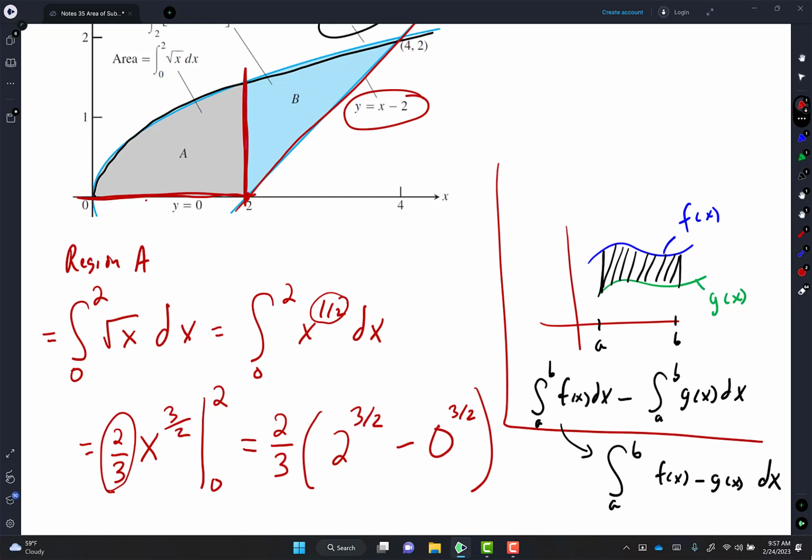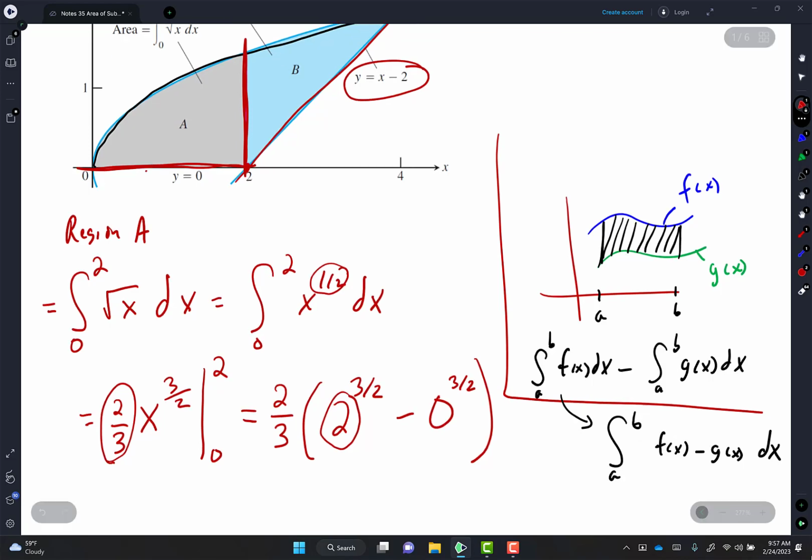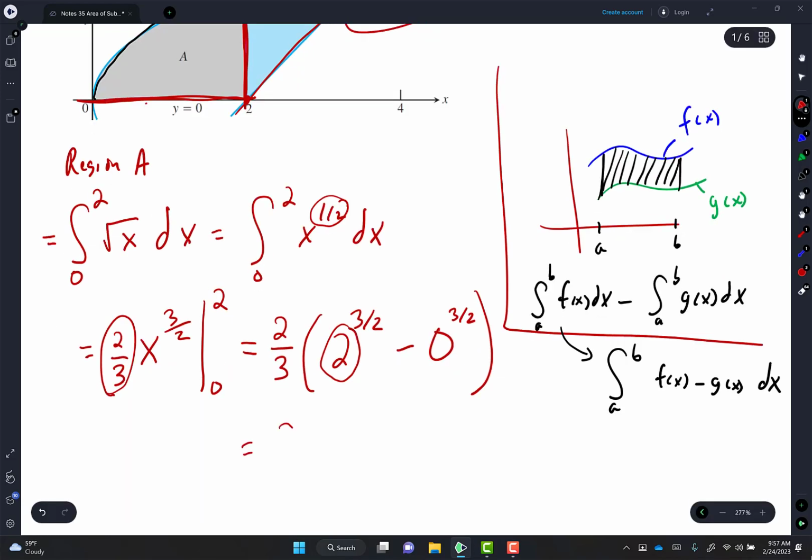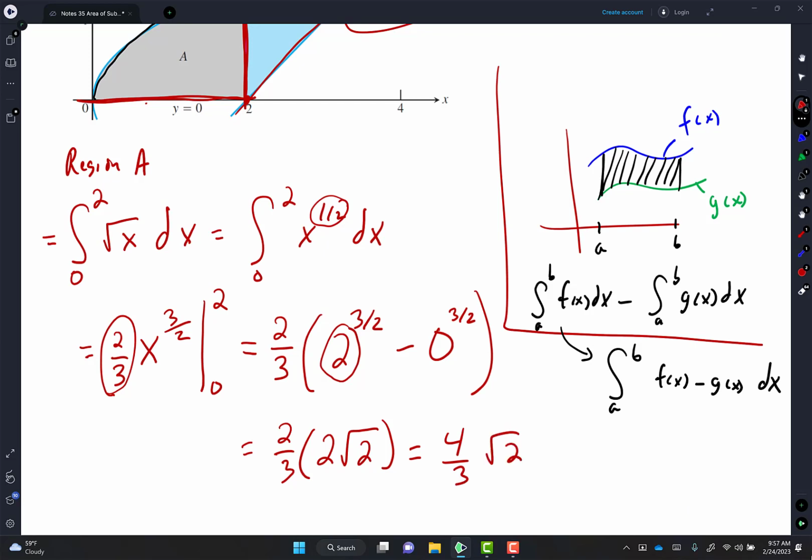Are we cool? All right, how do we evaluate this? Relax, it's easy. 2 to the 3rd power is 8, and the square root of 8 is? So 2/3 times parenthesis 2 square root of 2. So my final answer is 4/3 square root of 2, or you can say 4 square root of 2 over 3. That's just for region A.